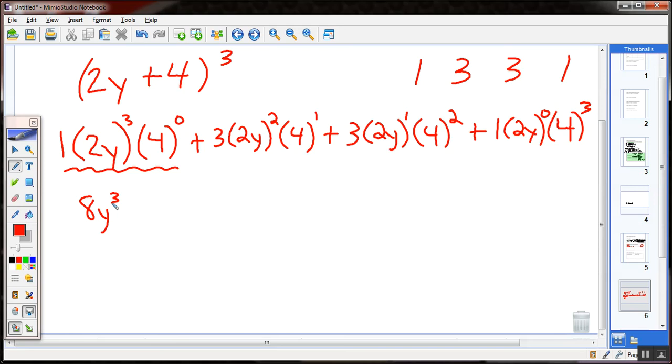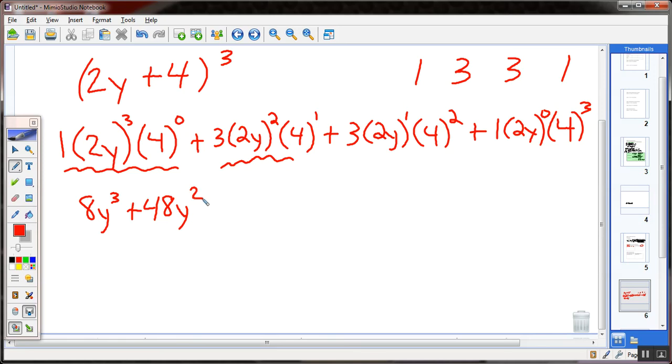Okay, now it gets a little trickier. My suggestion: start with anything that has a variable in it. So don't we have a 2y squared in this second part? What would 2y times 2y be? So the middle part's 4y squared. 4y squared times 3 is 12y squared. 12y squared times this 4 to the first, which is 4, would be? So this becomes 48y squared.